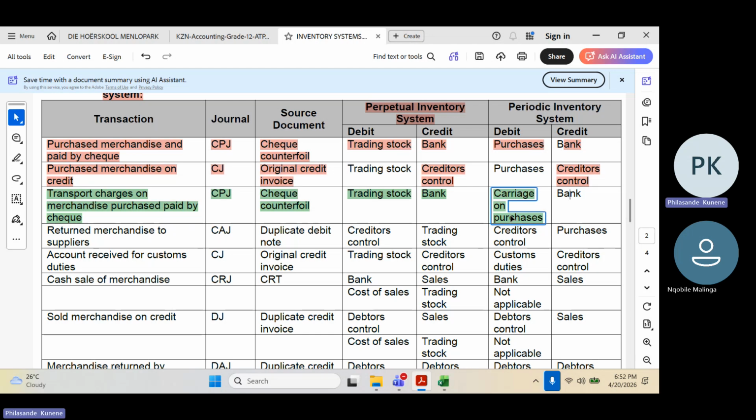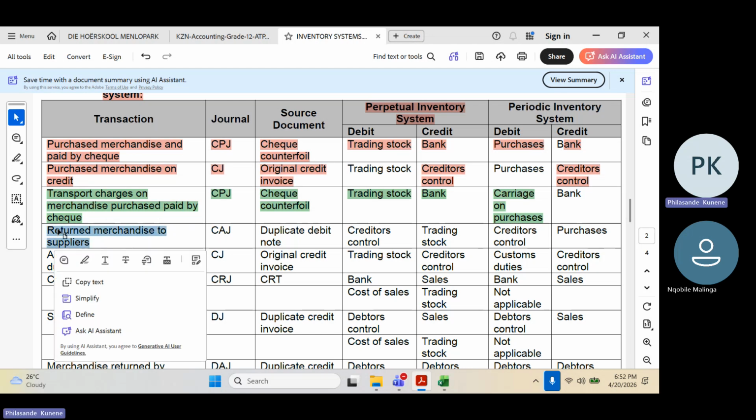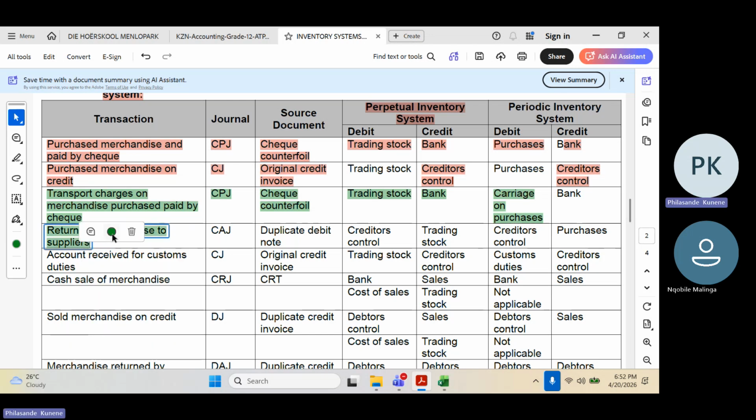Okay, returned merchandise. Let's talk about the merchandise that has been returned. What is happening with this one? Creditors allowances journal, because if we're returning stock to suppliers, they need to pay us back or they need to reduce our balance, our credit balance, the money that we're owing them.